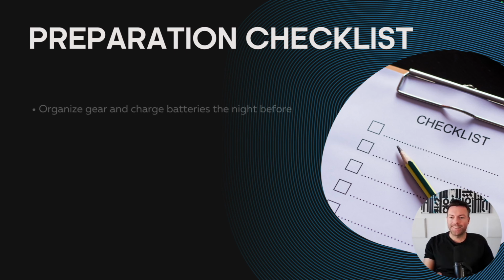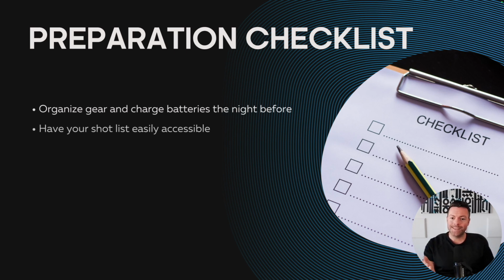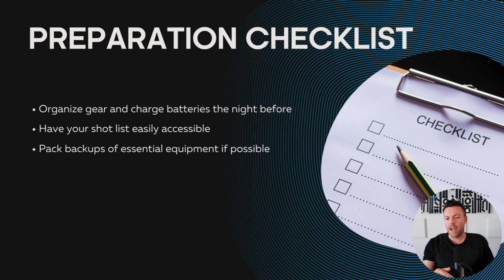Okay, preparation checklist now. Let's talk about organizing gear and charging batteries the night before. Very important, obviously. Have your shot list easily accessible, again, on your phone, and the notepad is fine. And pack backups of essential equipment if possible, especially extra batteries. You'd be shocked what happens if you are shooting with professional equipment, like lighting or cameras. You want to have those extra batteries handy. And arrive early to scout out and prep the location.